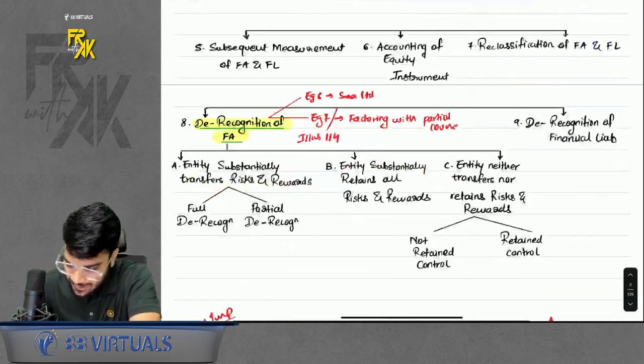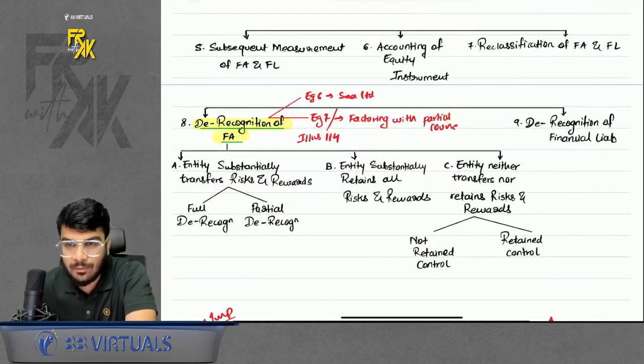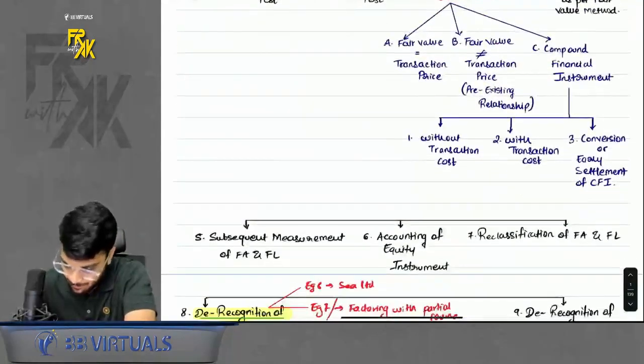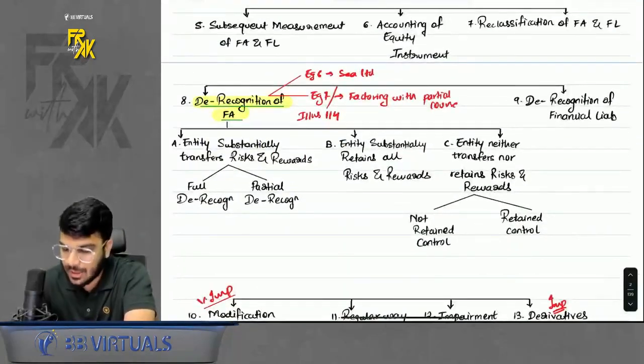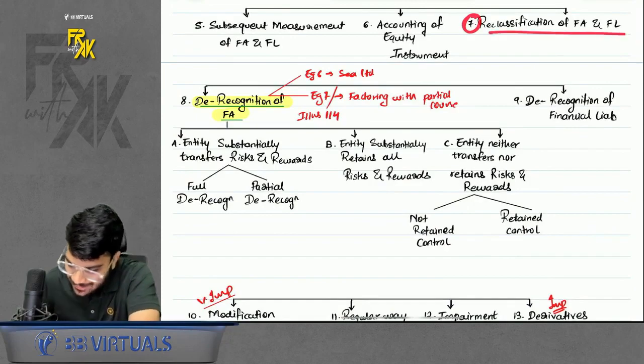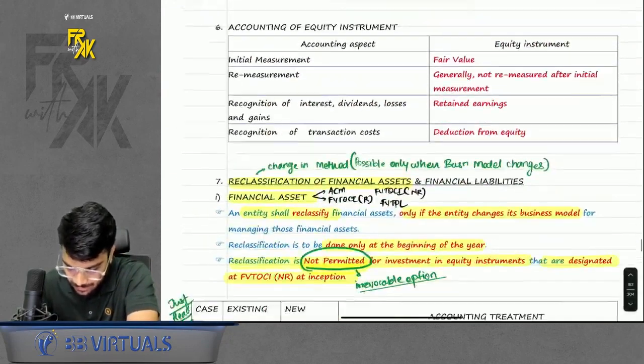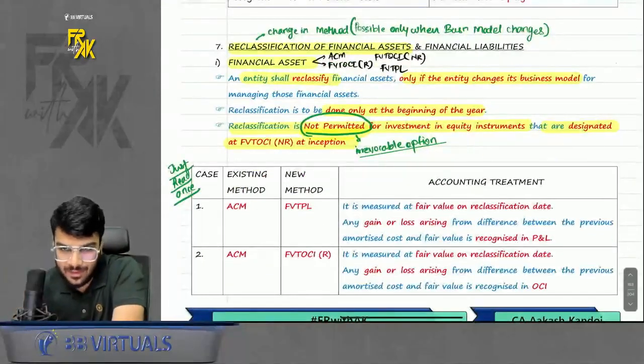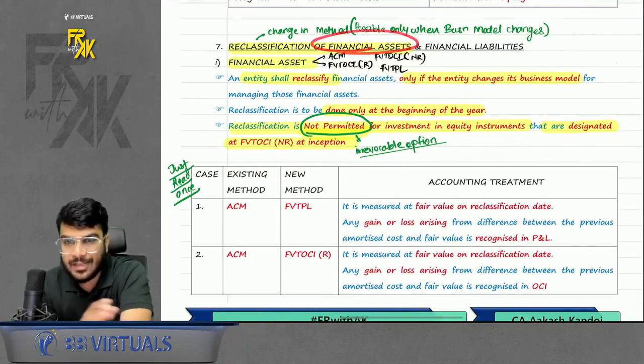First of all, in the previous lecture we had revised till this part, accounting of equity instrument, till the basic measurement and everything. From this revision lecture I'm starting with the 7th point, reclassification of financial asset and financial liability. Now what is the meaning of reclassification? First let's talk about financial assets.